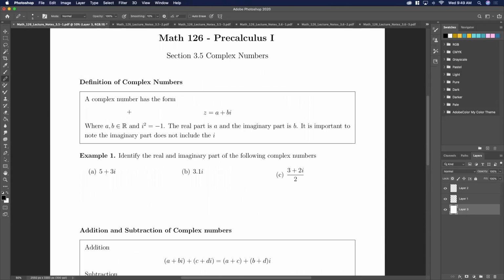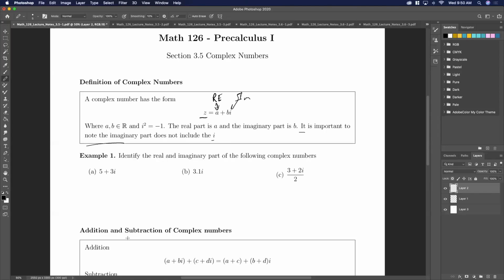All right, so complex numbers over the form. Here we say z is a complex number. It has a real part, which we shorten to Re, and this is the imaginary part, Im. So we have the real and imaginary part. A is the real part, and we call B the imaginary part. It is important to note that the imaginary part doesn't include the i.